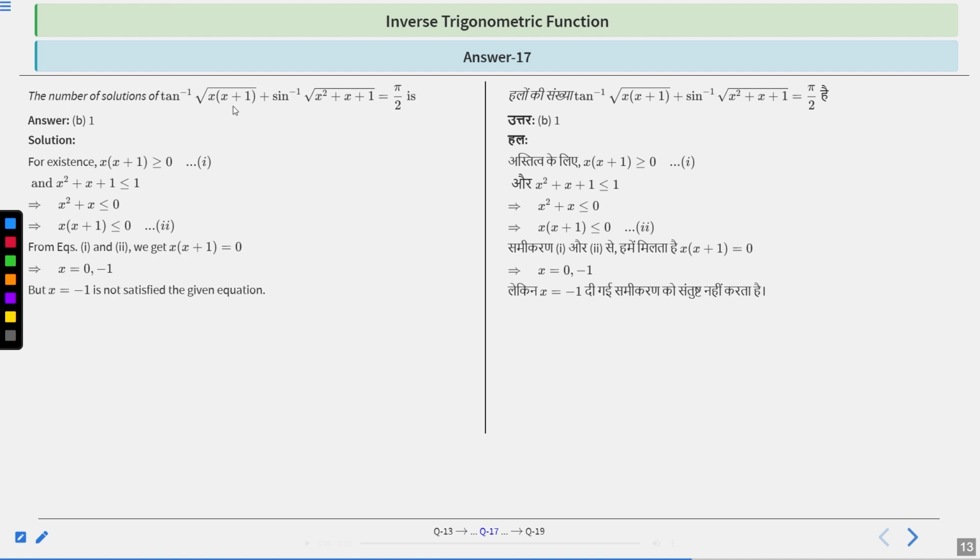true, right? So, as you have seen in this question, we need not apply the formula of tan inverse a plus tan inverse b or sin inverse a plus sin inverse b. Only by seeing the domain, we got the solution of the given equation, right? Therefore, option B, one solution, is the right answer. Clear? One solution.